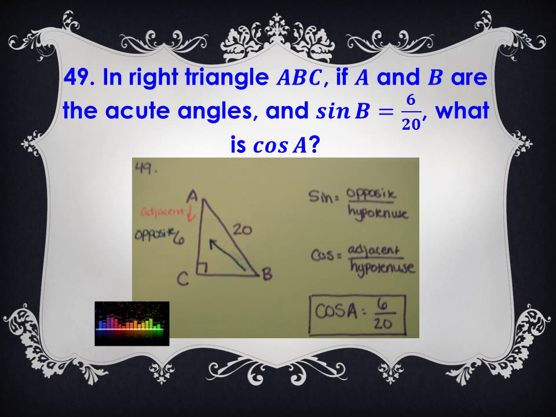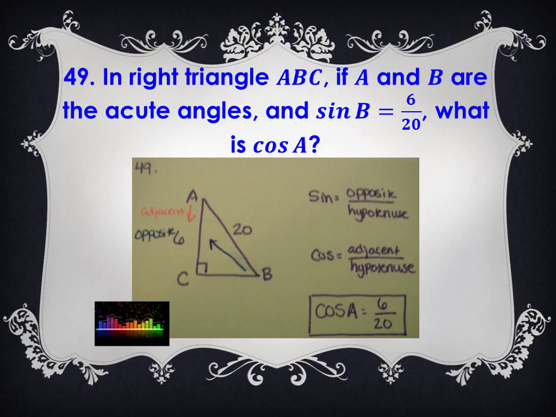The first step in this problem is to draw your right angle. Label your acute angles A and B, which are the two angles that are not your 90-degree angle. We are told that sine B is 6 over 20. Sine is the opposite over hypotenuse, so we label the side that's opposite of B 6 and our hypotenuse, which is always opposite of our right angle, 20.